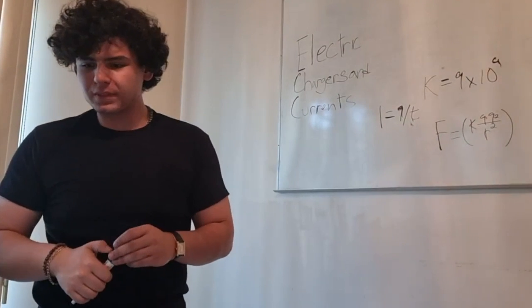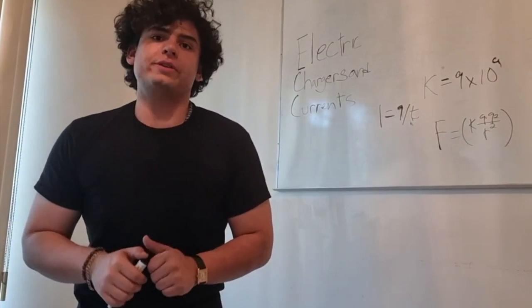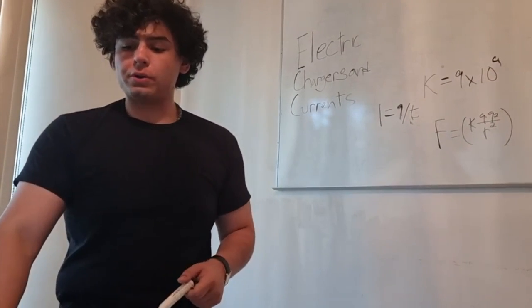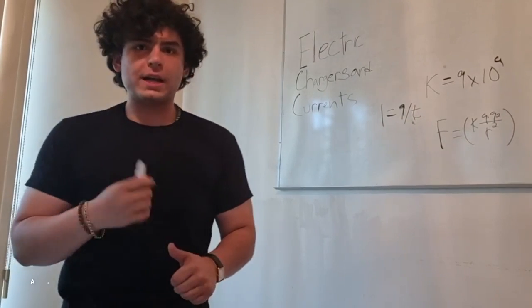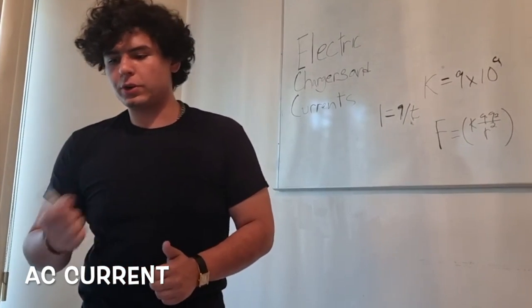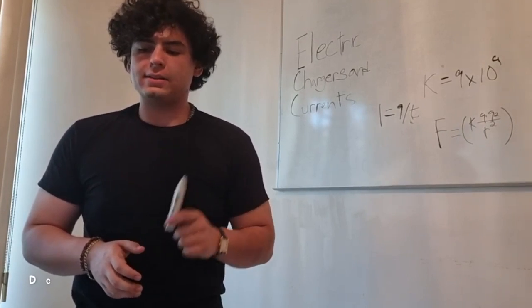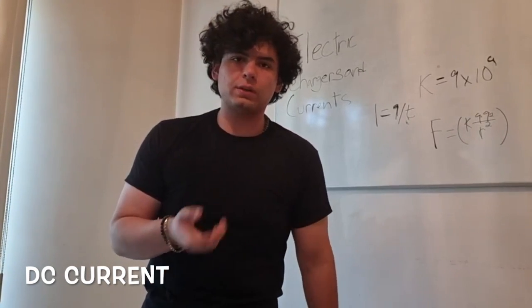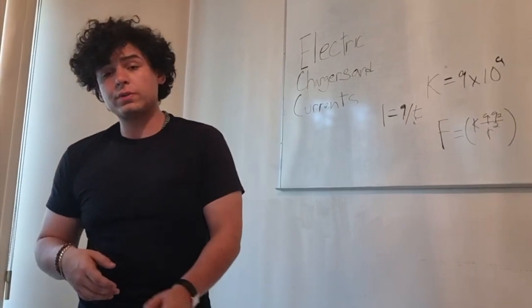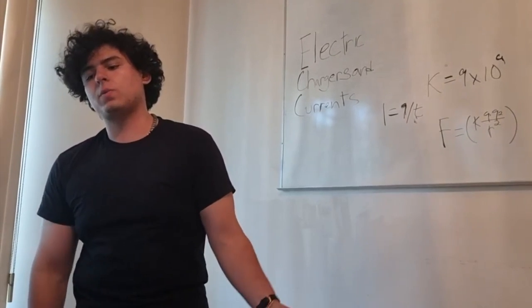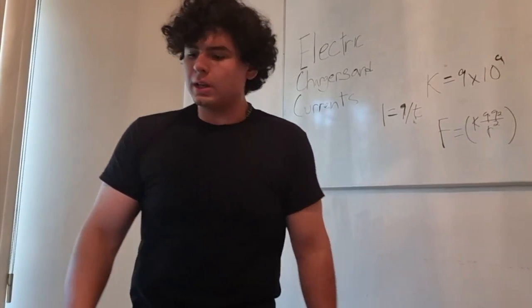Okay, there are two types of electric currents. We're going to describe AC current, which is a flow of charge of electrons with changing direction and magnitude, and DC current, which is the flow of a charge of electrons in one direction with a constant magnitude.